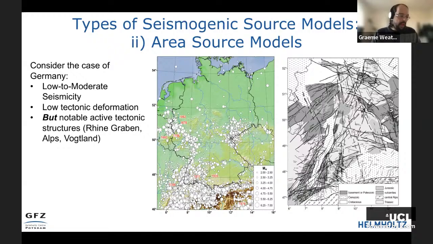So this covers one of the most common types of source models we see in practice. I'm focused then on another type of source model that we see in practice a lot, which are these area source models. Well, why do we use these, or why would we try and define these?